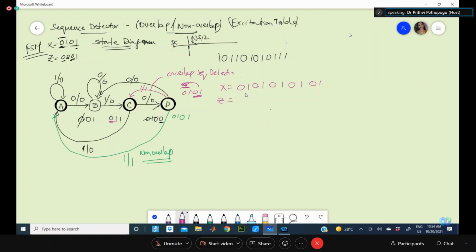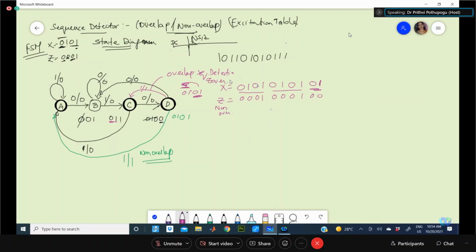For non-overlapping, what will be the output? This is the first sequence, then the second sequence, and anyhow it is not a full sequence, so the output will be 0, 0, 0, 1. Non-overlapping, I'm saying non-overlap. This is 0, 0, 0, 1. That means it will reset back to the initial state and wait till a new sequence happens, and this will be 0, 0.